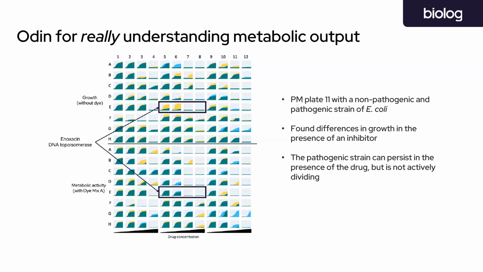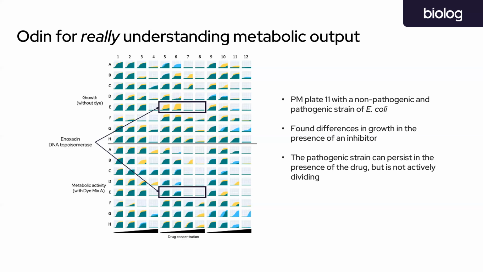If you look at the well center box, we're looking at the effects of enoxacin, which is a DNA topoisomerase inhibitor. The higher concentrations of the drug on the far right show that there's no difference between the wild type or pathogenic E. coli strains, and we can see this in both the assay for growth and the assay for metabolism. At the lower concentrations on the metabolic plate, we can see activity, but there's really no difference between the two, and that's the plate on the bottom.